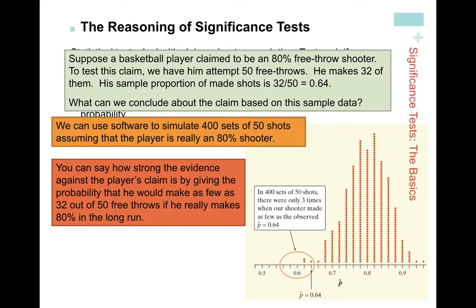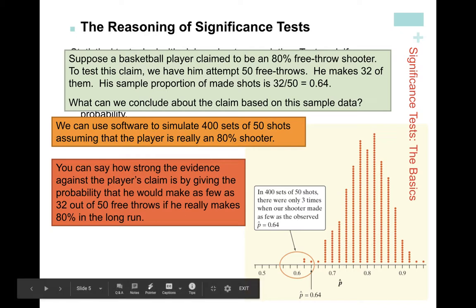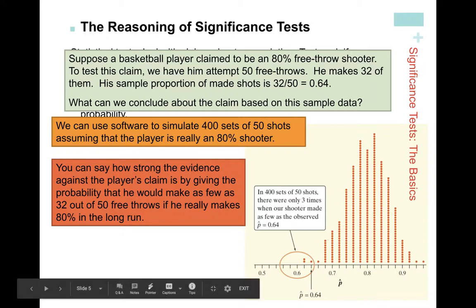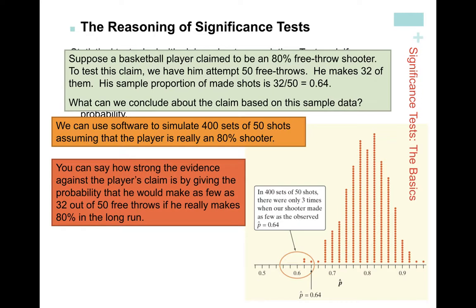Remember, that is the big question of significance tests. Given that the null hypothesis is true, given that this person really is an 80% free throw shooter, how strange is it, or how likely, what's the probability of getting a sample result this strange or stranger? Okay, so it's a left tail question in this case.